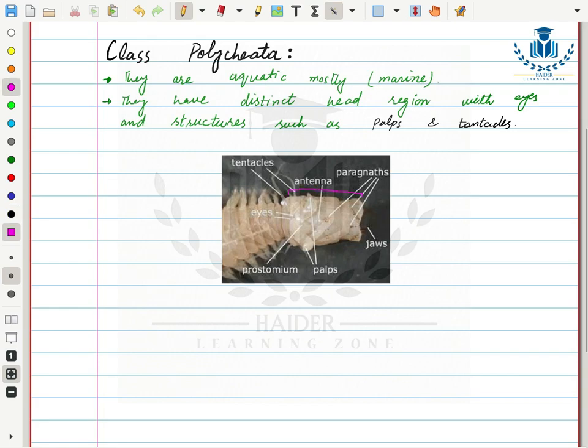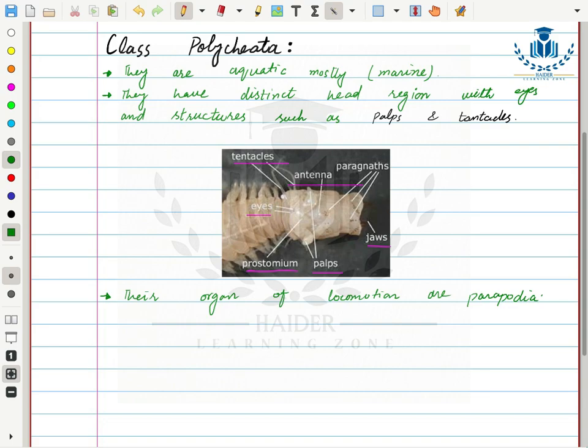anterior region of Nereis, and it consists of different structures including tentacles, palps, jaws, and this is the prostomium. We studied in the general characteristics of annelids that they have an overhung lobed structure on the anterior side of their mouth cavity that is called prostomium. So you can see that this is the prostomium and these are also the eyes. So these are all the structures present on the distinct head region of class Polychaeta.